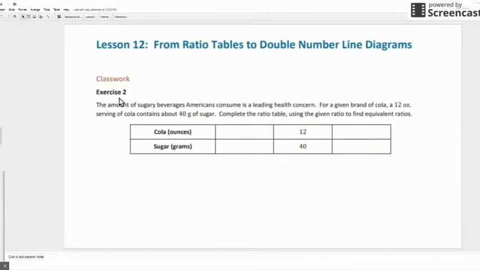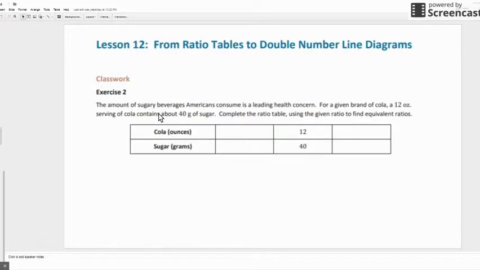I know it says exercise 2. That's kind of how the workbook's set up. We can kind of roll with it. And let's go ahead and look at the problem and see what we need to do. It says, the amount of sugary drinks Americans consume is a leading health concern. For the given brand of cola, a 12-ounce beverage of cola contains about 40 grams of sugar. Complete the ratio table using the given ratio to find equivalent ratios.